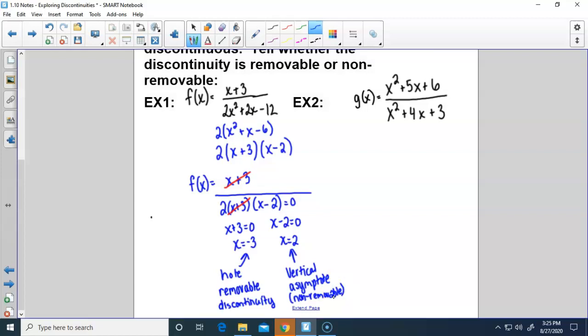Right? So that's what we're looking at. We want to find those discontinuities and tell what type we have. Let's move on to example 2. Example 2, similar to example 1, except we can factor the numerator and the denominator.